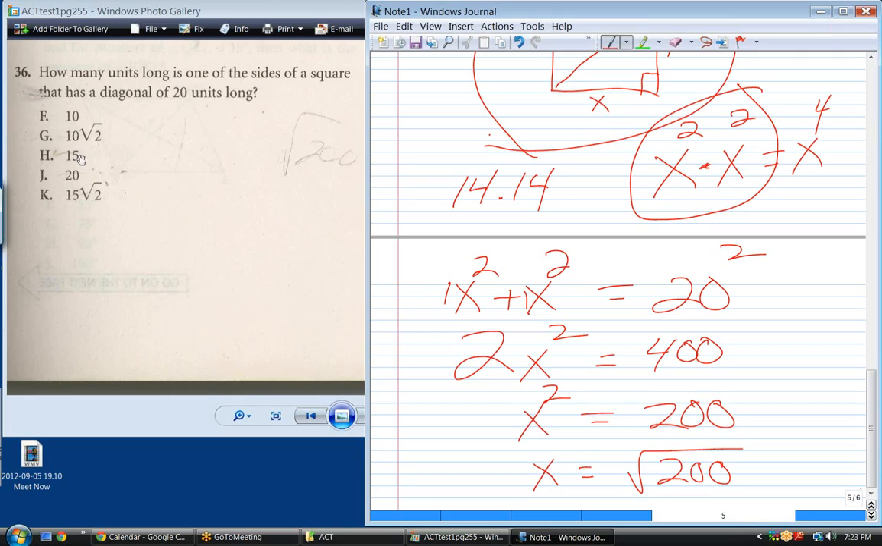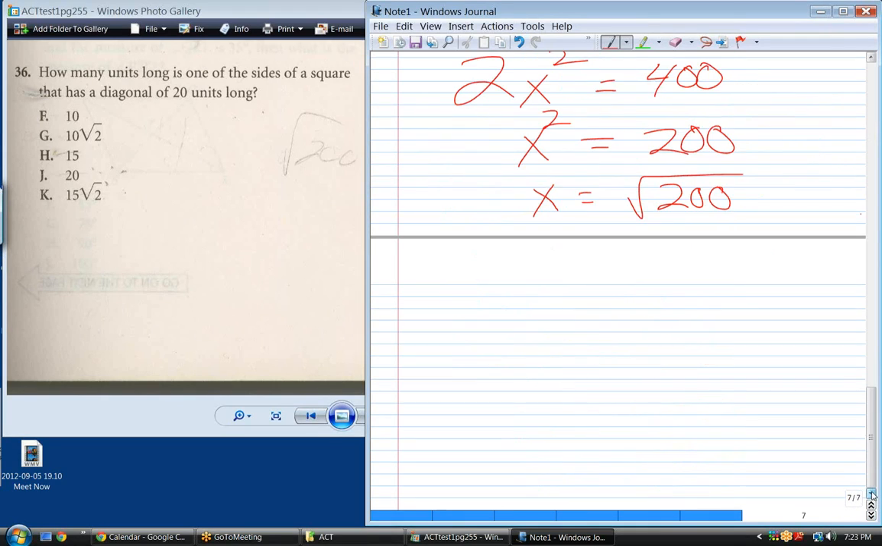It's not H, not J. And this number here is bigger than 14. So the only thing left is G. So the calculator helped you a little bit. In other words, you could actually use the calculator to get the right answer. But let's look at this a little bit more, because you really need to know how to simplify problems like this. How do I simplify the square root of 200?